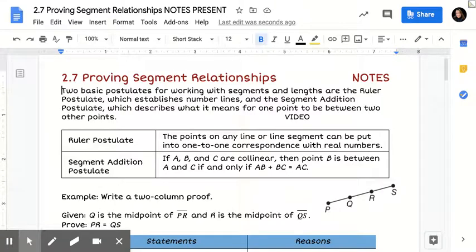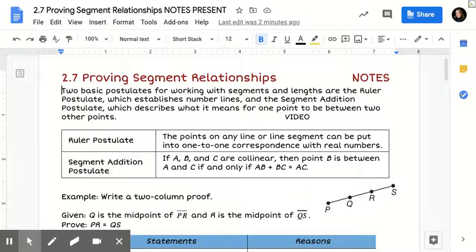We are looking at segment relationships today. We have two basic postulates for working with segments and links. Those are the ruler postulate, which establishes number lines, and the segment addition postulate, which describes what it means for one point to be between two other points.